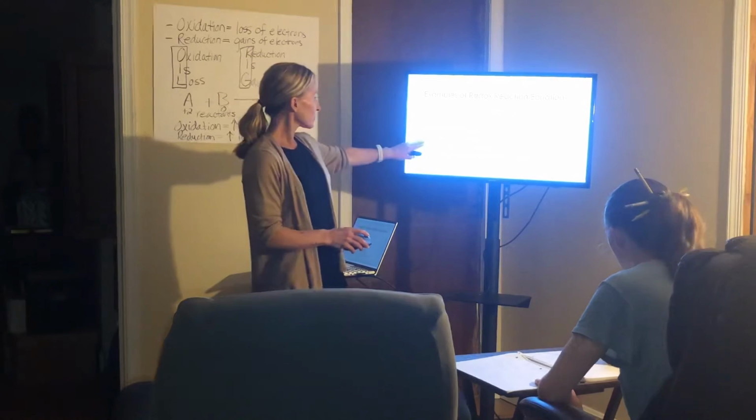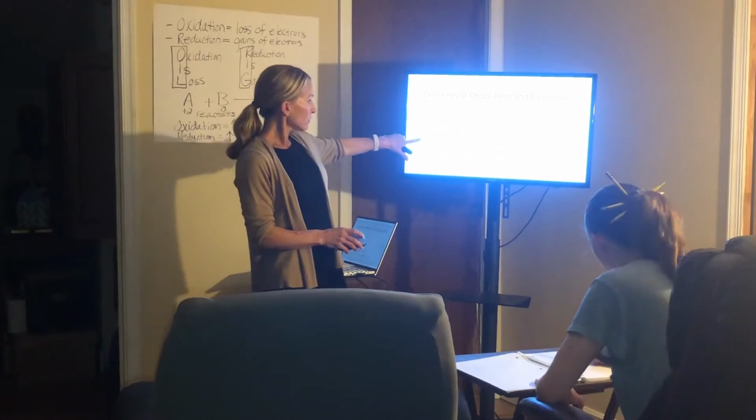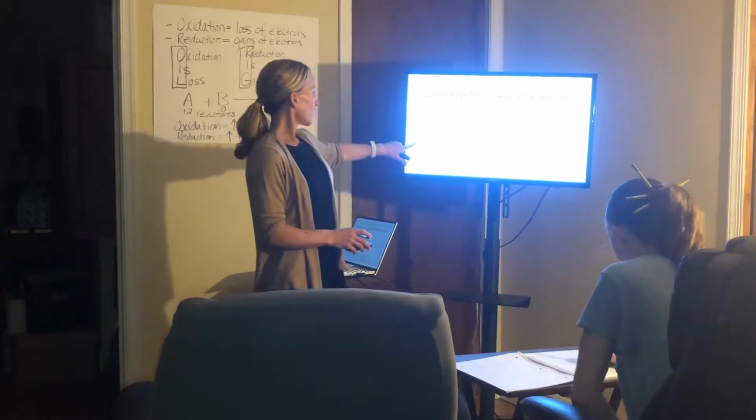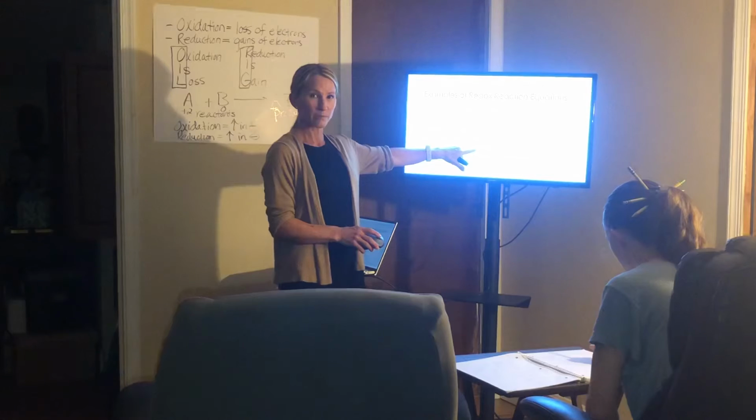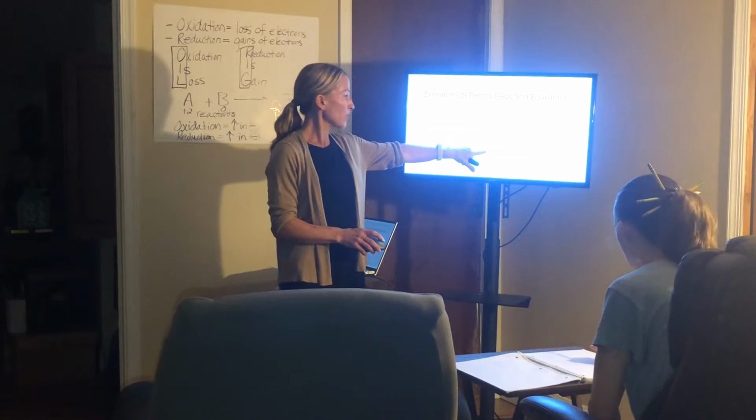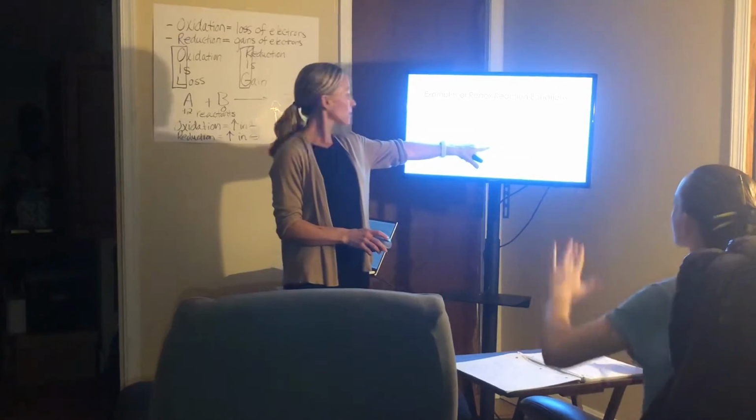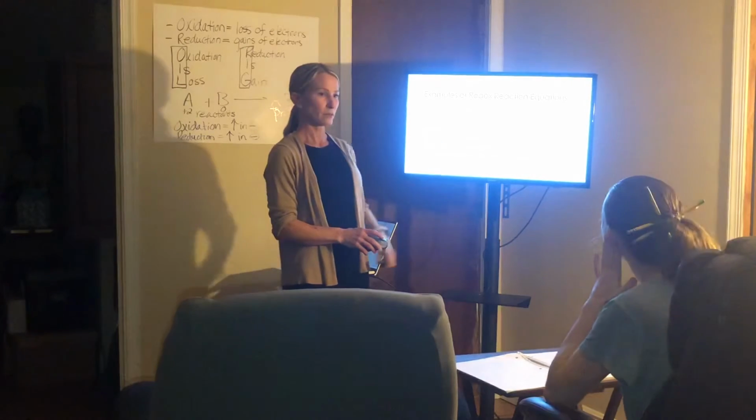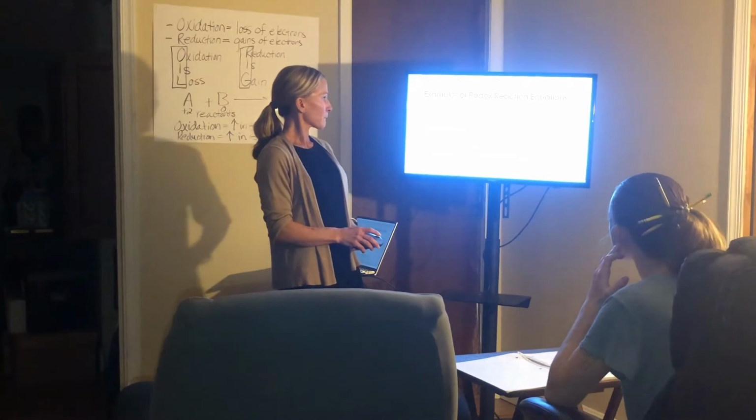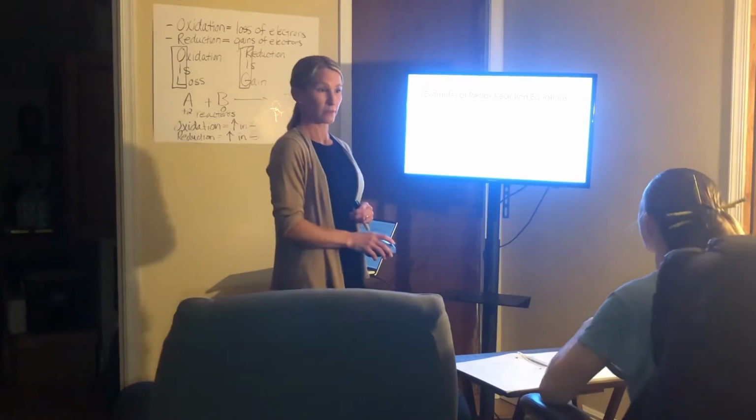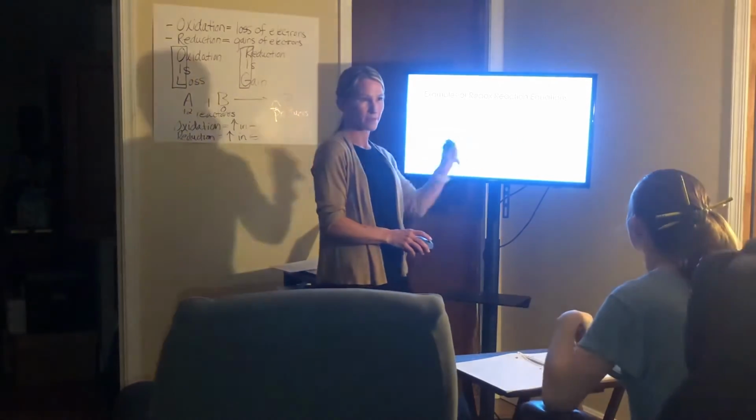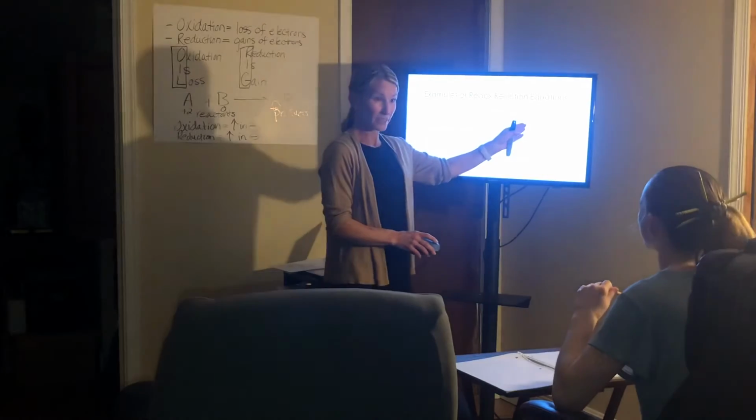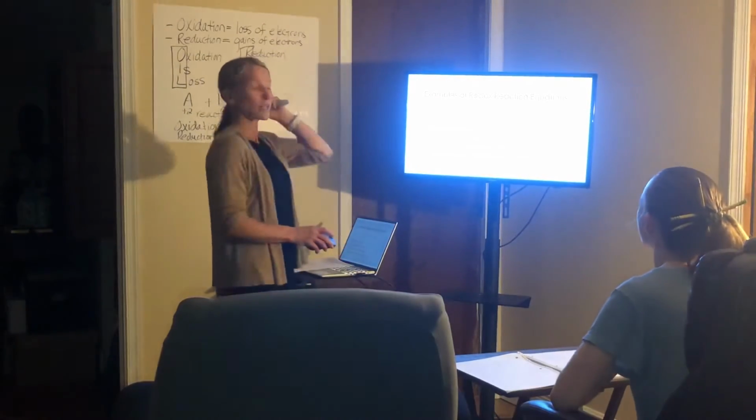Okay, so now we can use our acronym OIL RIG. Oxidation is losing. Which one loses? Iron. And reduction is gaining. So which element is gaining? Katie? Which one is gaining electrons? Yes. Oxygen. And how do we know that? The negative sign. Because it's increasing in negativity. Yes. So it's gaining electrons.